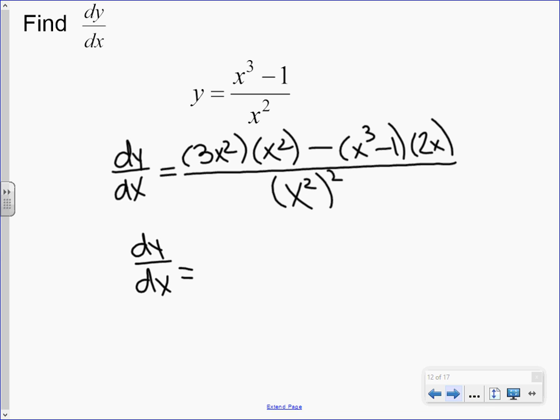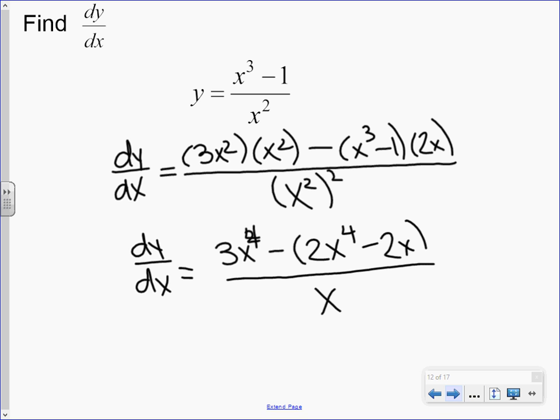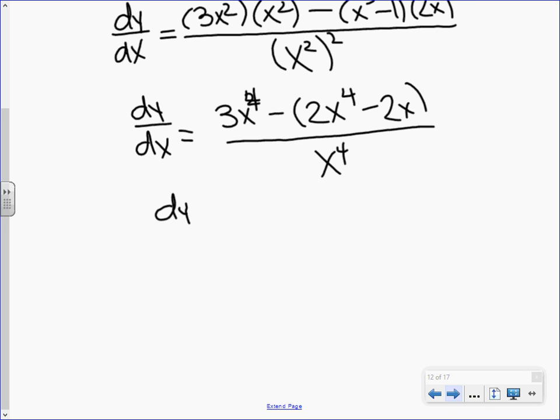What do we have? We have 3x to the fourth minus the quantity 2x to the fourth minus 2x, oh, that would be to the fourth, Mrs. Holman. Which means we have x to the fourth minus 2x over x to the fourth. I would be perfectly happy with that answer.